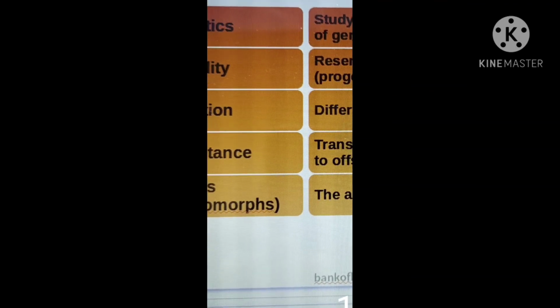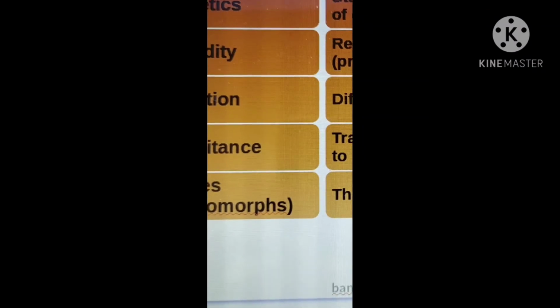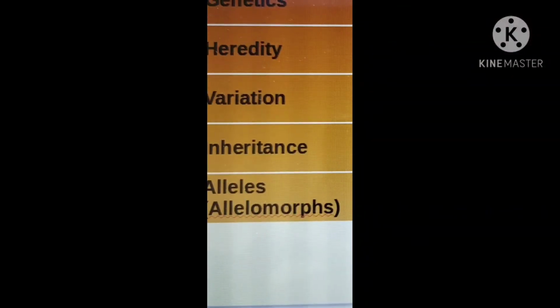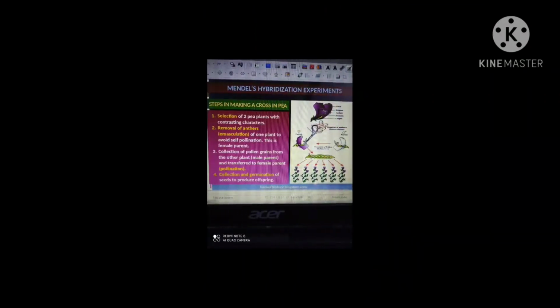Likewise, if we take the flower colors red and white, we represent the color by the letter R, capital R and small r, and these are the alleles of flower color. Okay. Likewise, now let us go back to the experiment.